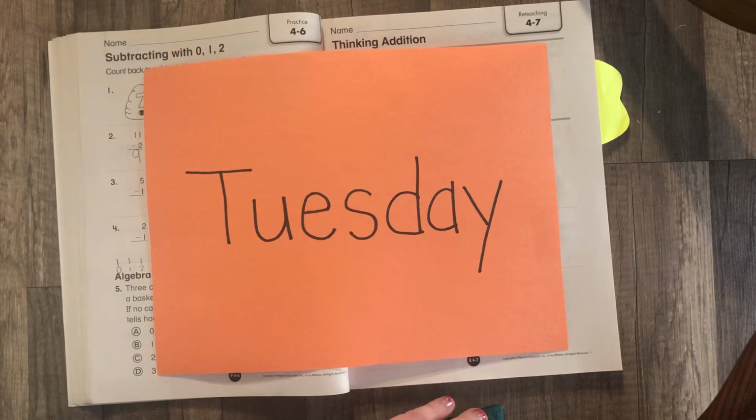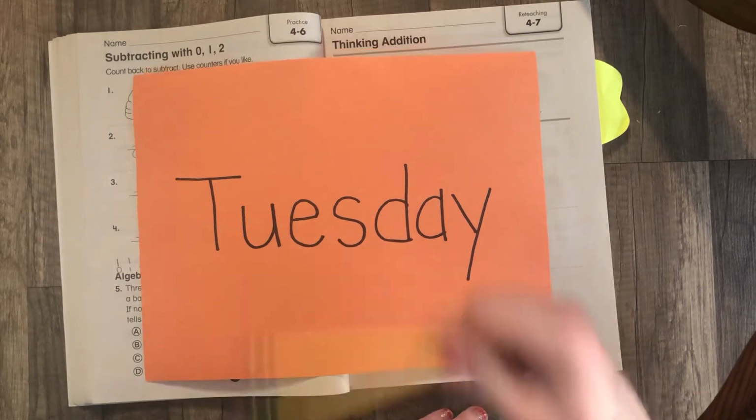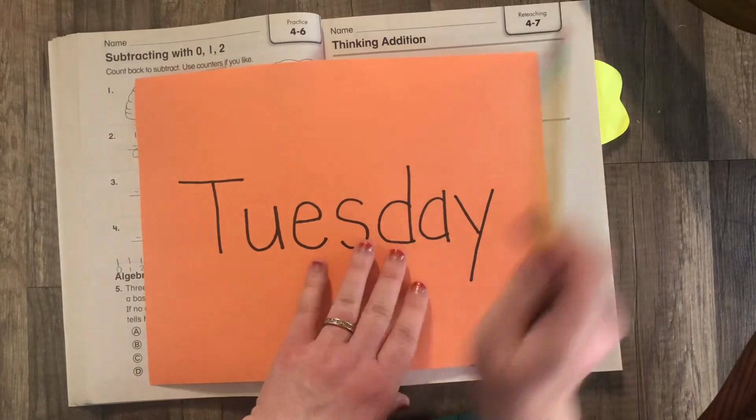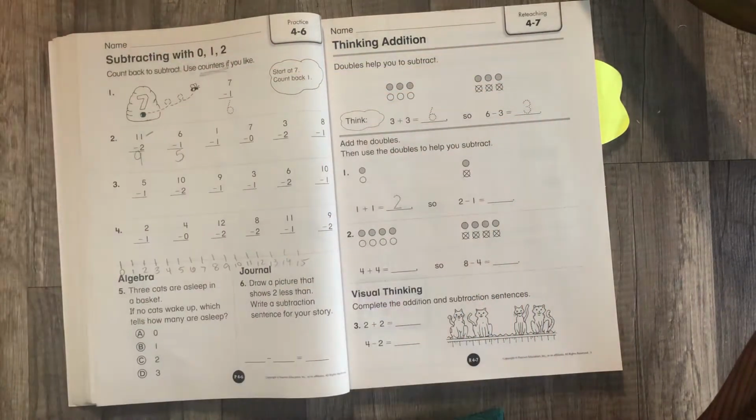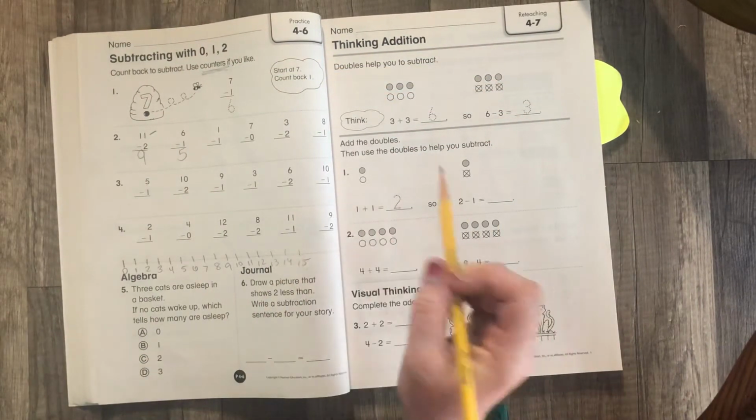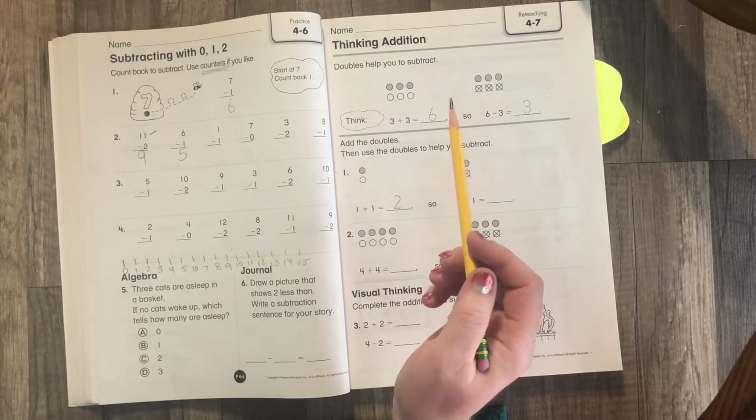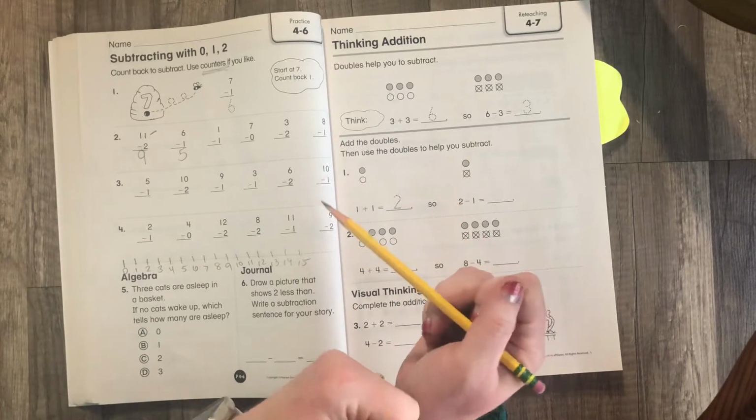So if you want to fast forward in the video to Tuesday's homework, it's going to be here. We're going to start on 4-7. All right, so this one we're going to be using doubles to help us to subtract, okay?